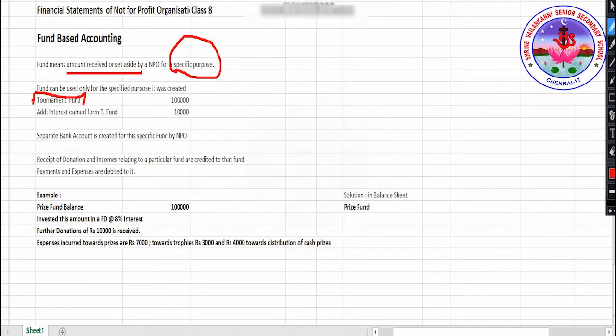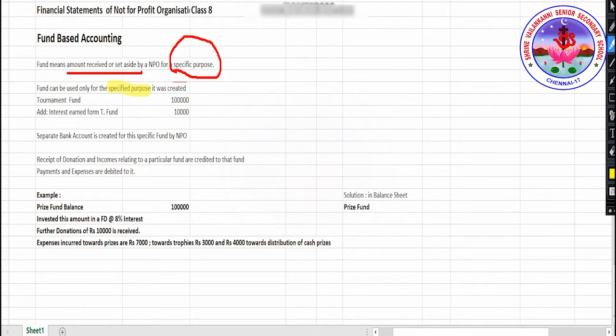If this fund earns something, like interest, then that amount is to be added to that particular fund. Now, a fund can be used only for the specified purpose. It cannot be used for any other purpose.